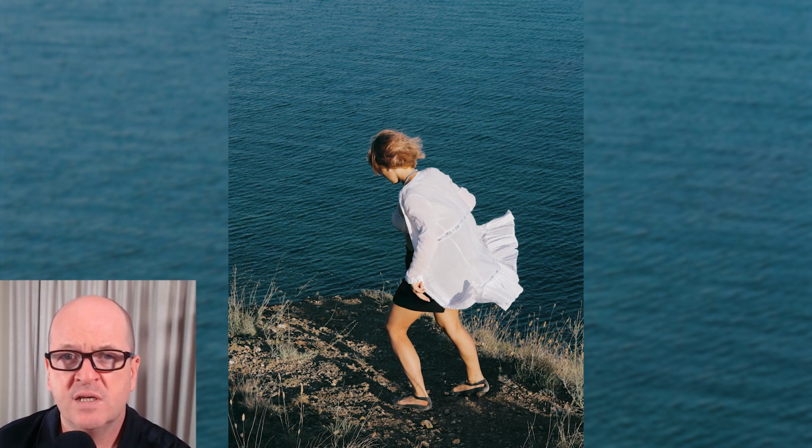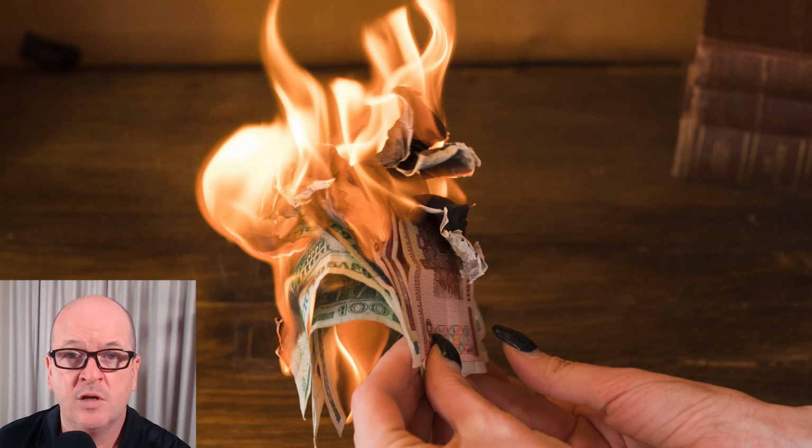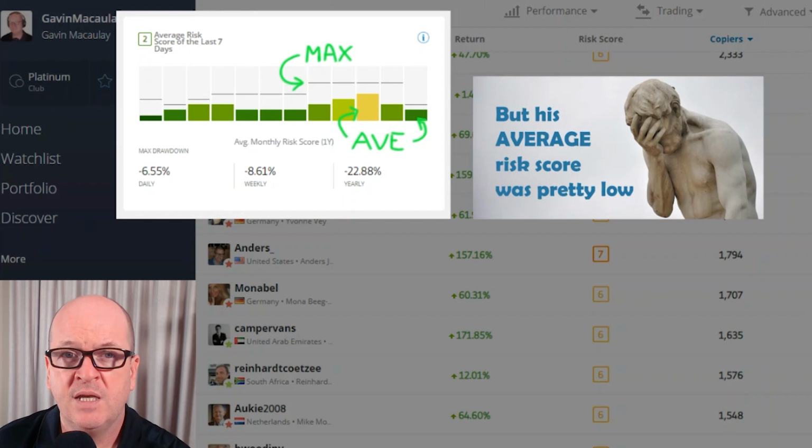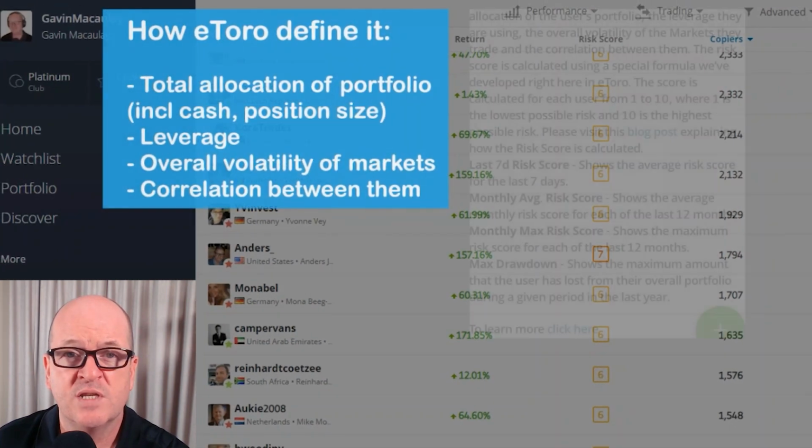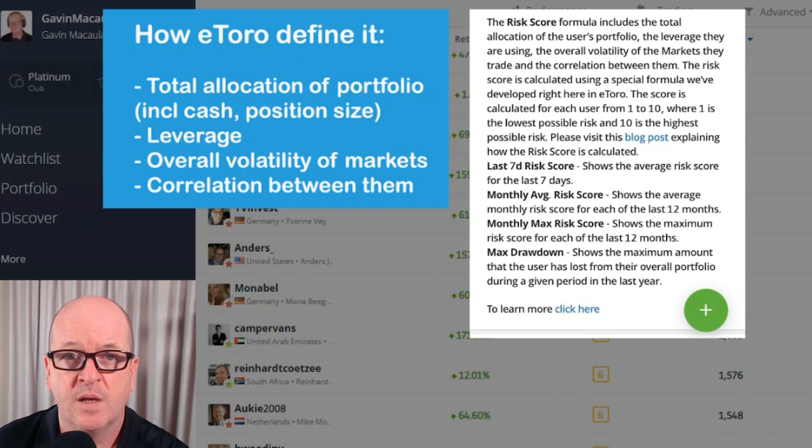In investing, risk is often defined as the risk of the permanent loss of money, and I think that is what most of us would agree that we mean when we use the word risk. The eToro risk score, however, is more of an indicator of volatility, prices moving up and down. This is what eToro say they factor into the risk score. The total allocation of the user's portfolio. This includes how much cash they have on hand and how their position sizes are, the leverage they are using, the overall volatility of the markets they trade, and the correlation between them.